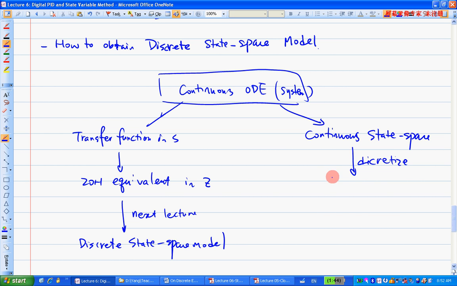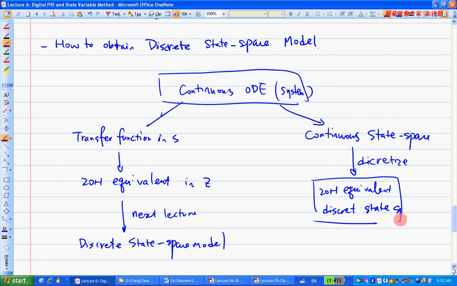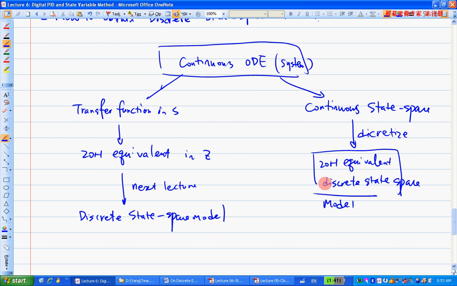So we will end up with the zero-order hold equivalent discrete state space model. The discretization is based on a zero-order hold equivalent. So bear in mind these two branches here, and these two branches essentially will end up with the same thing.